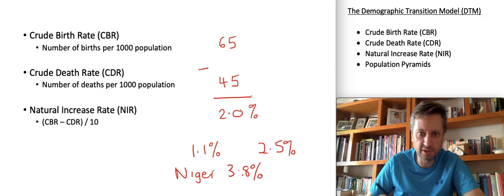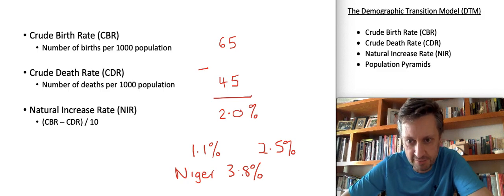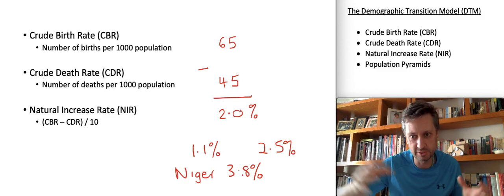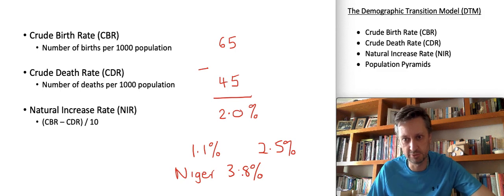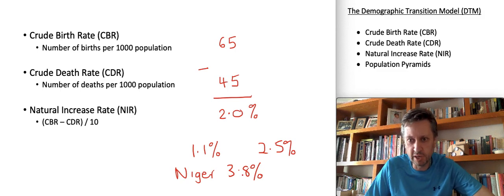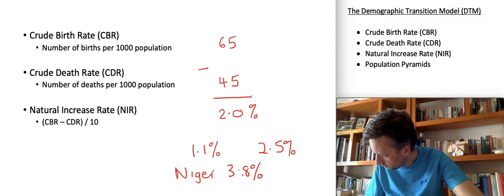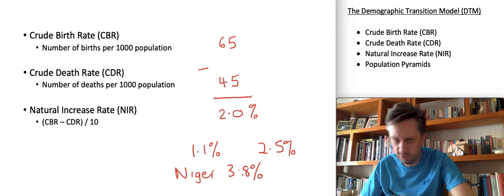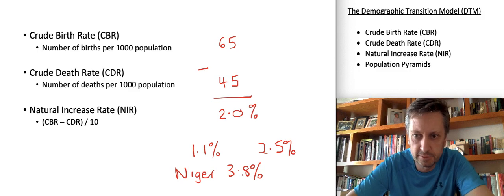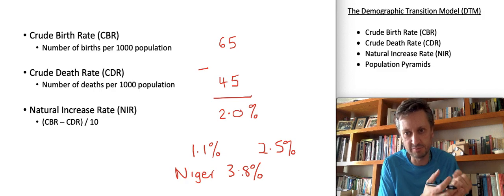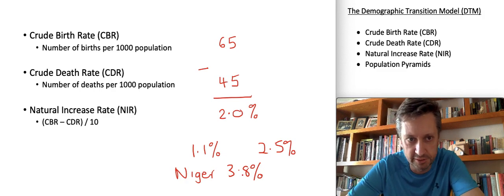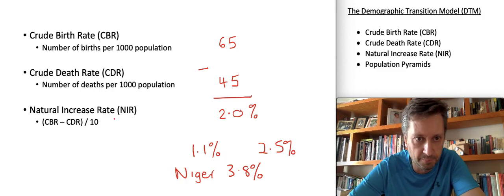What that means in Niger is that it has a high death rate, but a really, really high birth rate. So the birth rate is outstripping the death rate, and the population has a very high natural increase rate. That's followed by Uganda. Uganda has a natural increase rate of, let me check, 3.3%. So countries where they have maybe a declining death rate but still a very high birth rate have a high natural increase rate. And we'll see that when we look at the model.